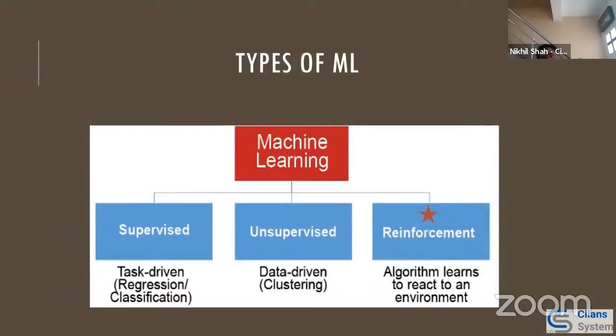Now, internally, machine learning is classified into three different categories: supervised learning, unsupervised learning, and reinforcement learning. This is something that those who are really deep into statistics would probably understand. Regression and classification problems are supervised machine learning, and clustering algorithms are unsupervised learning.